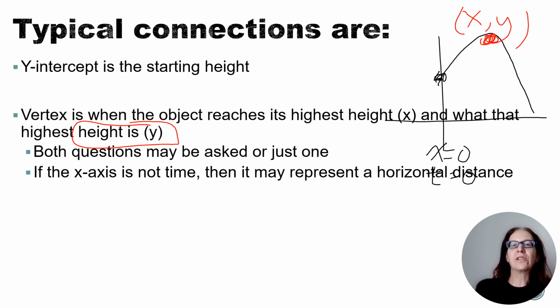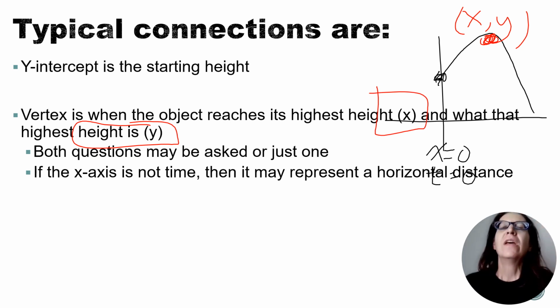If the question is when does it reach the highest height, that is going to be the x coordinate of the vertex. Sometimes a problem might say, what is the highest height and when does it get there? Well, now you're being asked for both. Sometimes only one of them is asked. Now, if the x-axis is not time, then it might represent horizontal distance, in which case it might be where does the object hit the highest height. Keyword there, though, is when you hear highest height, it's going to have something to do with the vertex. So you've got it narrowed down to one of two numbers.